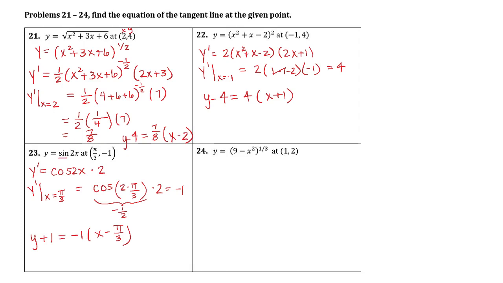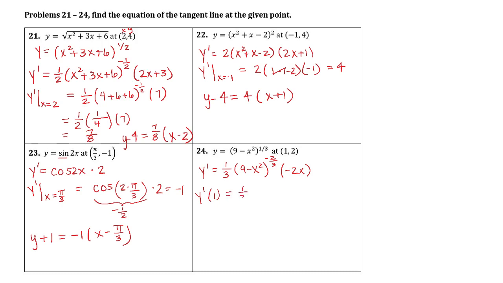So again, we start out with our y prime. Doesn't look like anything needs to be rewritten. We do the derivative of the outside times the derivative of the inside. And now, again, this is a great place where we don't worry about simplifying right now. Don't worry about that. We are going to find y prime at 1.